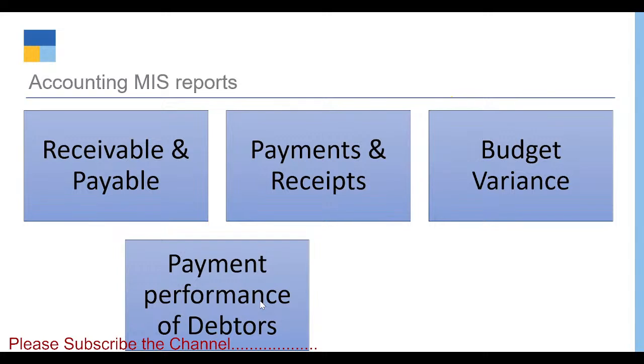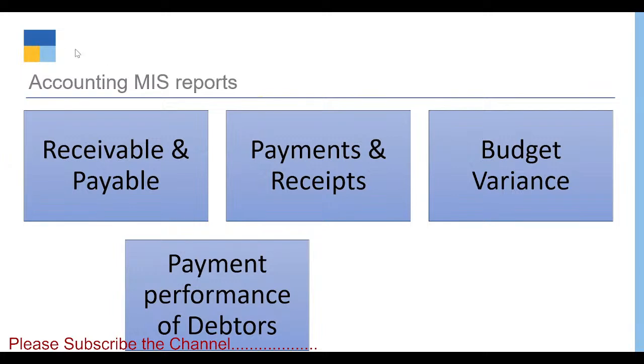Payment performance of debtors is nothing but the average days each party is taking to clear the pending bills, right? Based on that, you'll be giving the credit option to the parties. If a particular party is not clearing the bill for you, obviously the next time you'll not be giving credit to that party. To make all these decisions, you can refer to this payment performance of debtors.